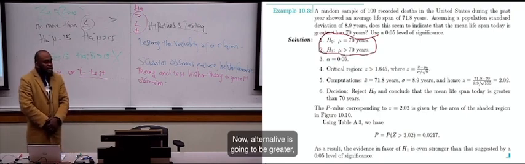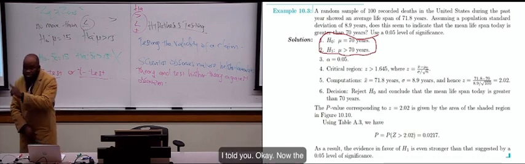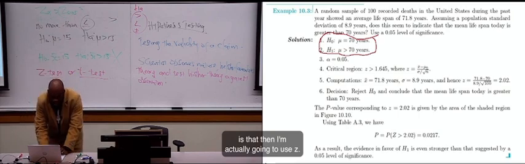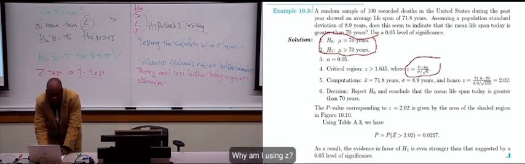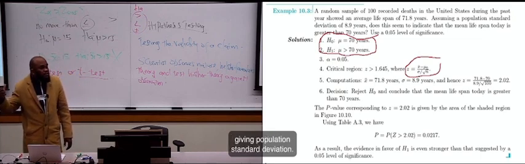The alternative is going to be greater. The null hypothesis is only going to be equality. I told you. Okay? Now the alpha is that. Then I'm actually going to use Z. Why am I using Z? Because right here we're given the population standard deviation.